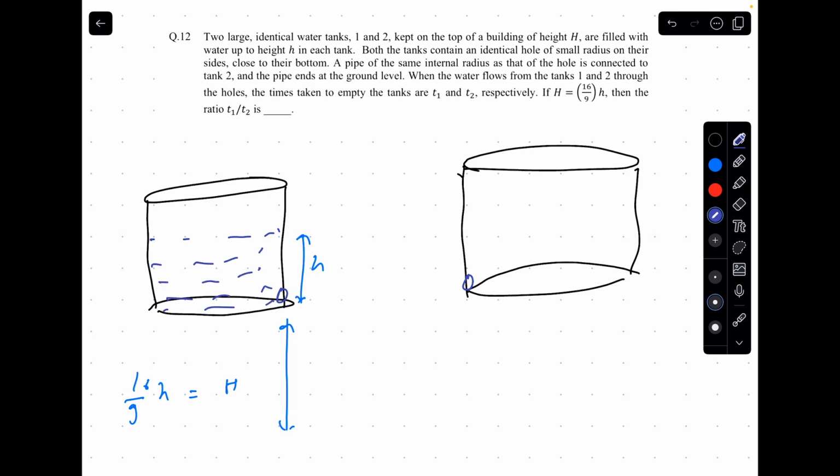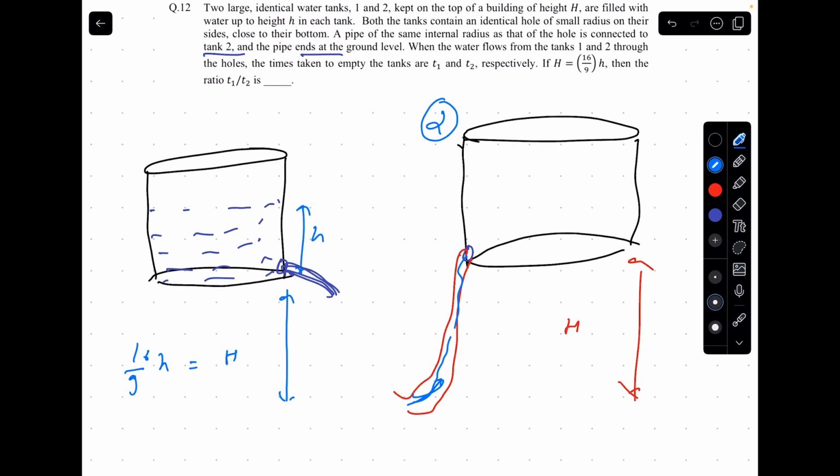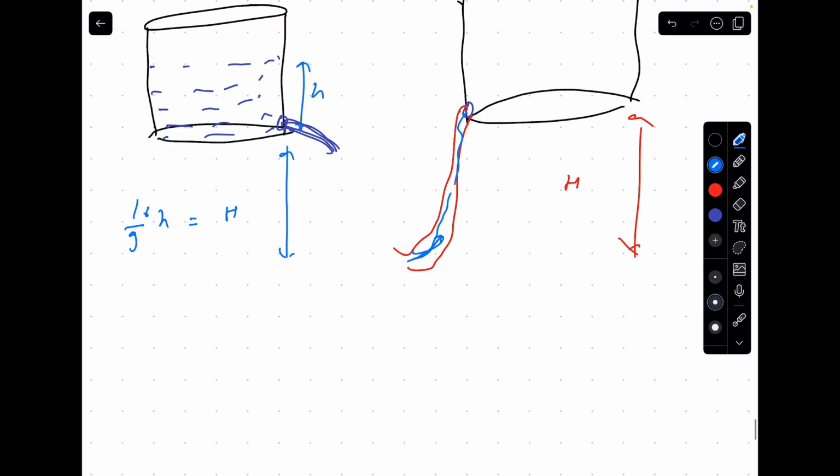For the first one there is nothing connected, so the water will directly flow like this. For the second one we have connected a pipe, and this pipe goes down up to the ground like this. Because of that there will be some change in the velocity, right? The velocity won't be root 2gh in the second case, it will be something different. We need to find the ratio of the time for the first one and the time for the second one. For the first one there is a direct formula, or of course you can do the integration and find it from there as well.